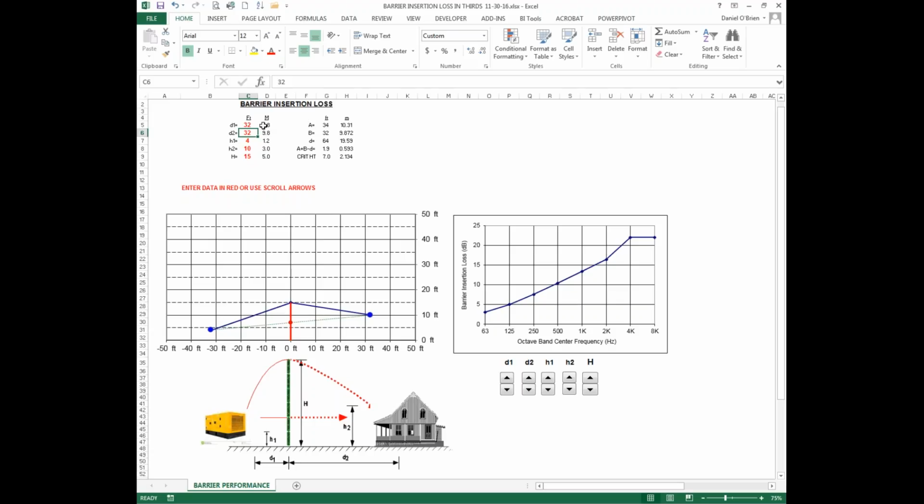So you have to keep in mind that one of the most important things when you're designing a barrier screen is the position of the barrier and the height of the barrier in relation to the source and the receiver. If the barrier's got to go in the middle, you can always compensate for that by making the barrier taller, but that's going to make the barrier more expensive as well.